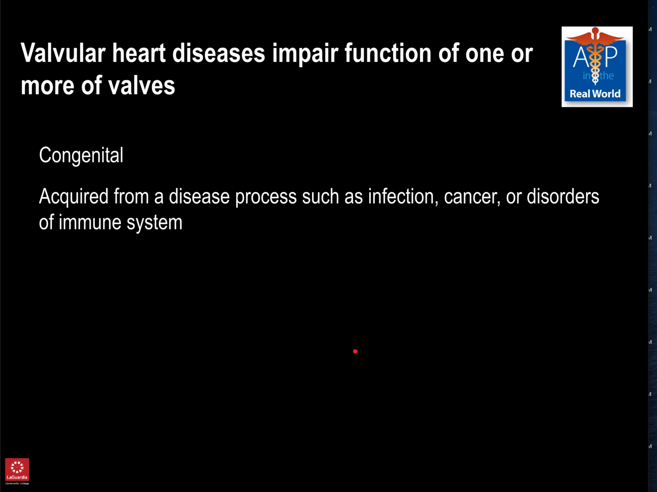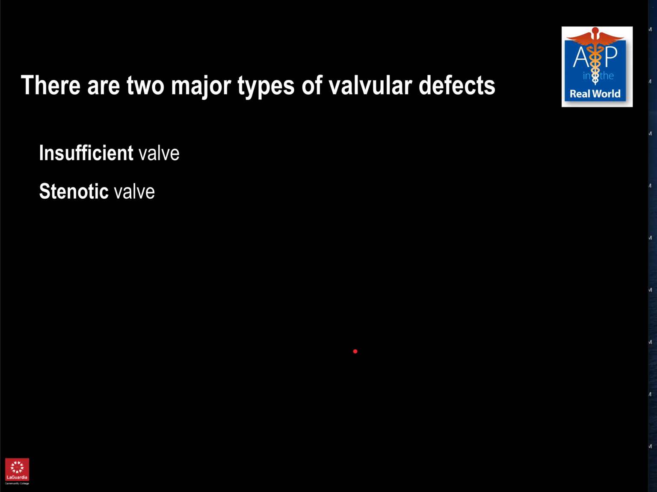So we can sometimes have valvular heart diseases. These are diseases which impair the function of one or more of the valves. They can be congenital, or they can be acquired as a result of a disease process such as infection, cancer, or immunodisorders. There are two major types of valvular defects.